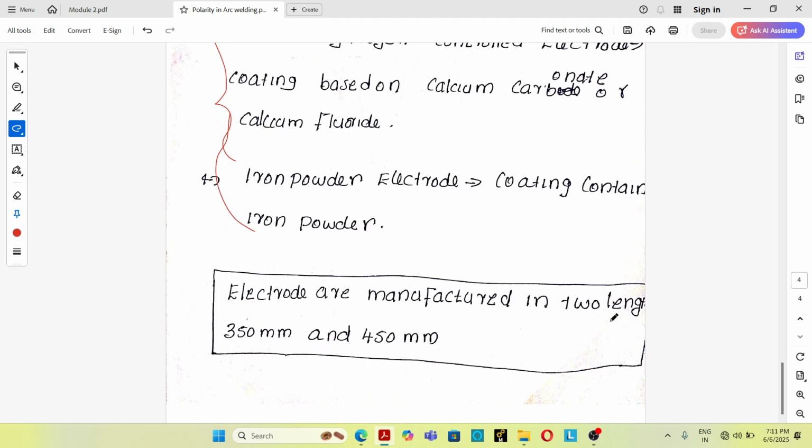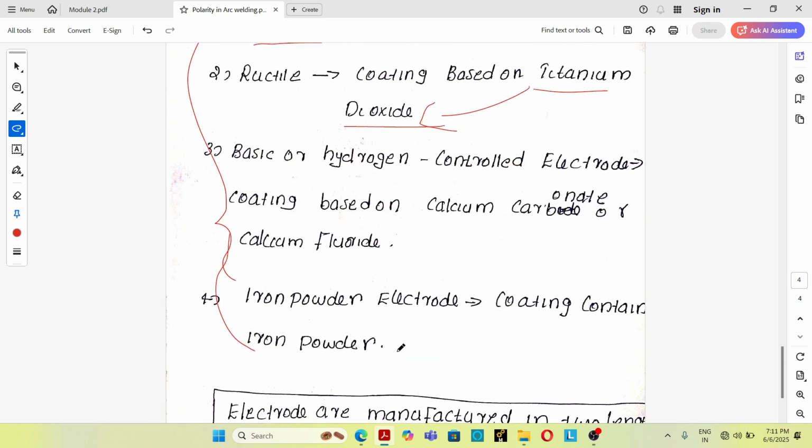See, the electrodes are usually manufactured in two lengths, 350 mm and 450 mm. Okay. So in this video, I have discussed the arc welding process, then polarity in the arc welding process, arc initiation method, different types of electrodes in the arc welding process, and flux coating over the arc welding electrodes.